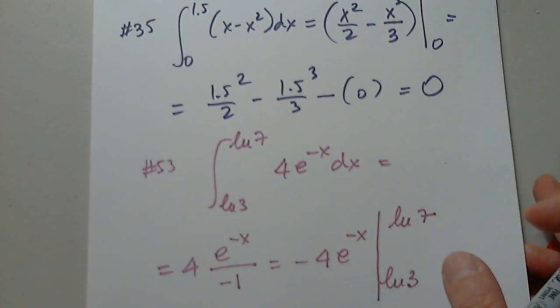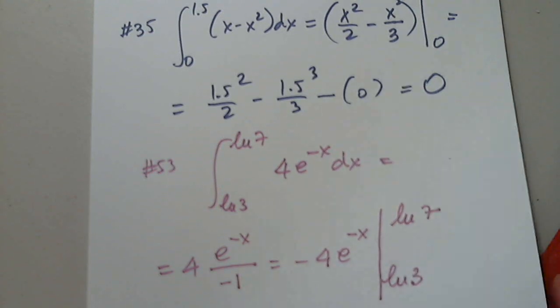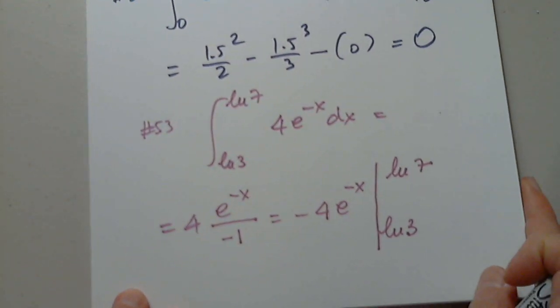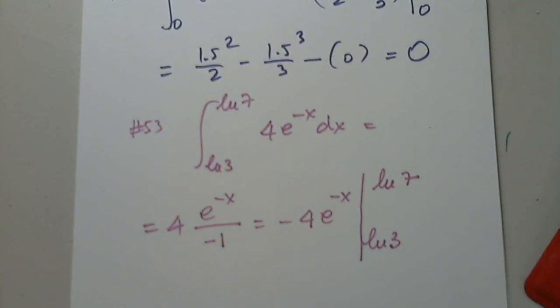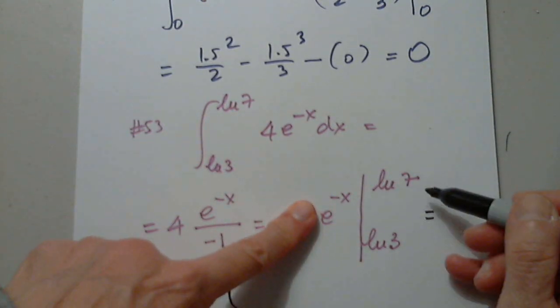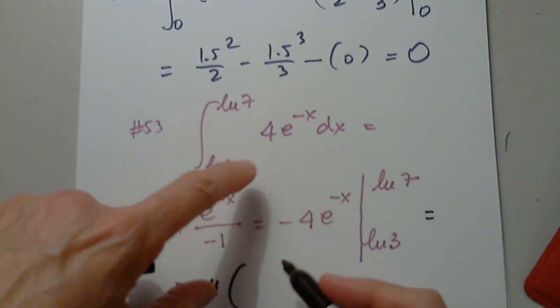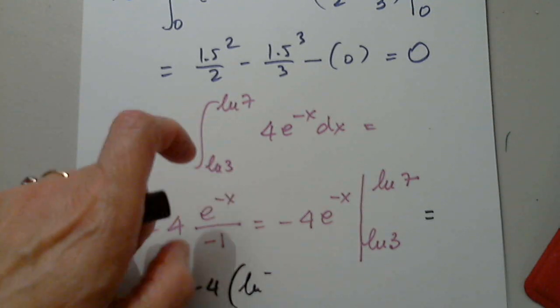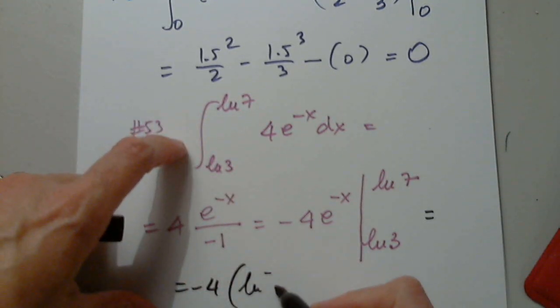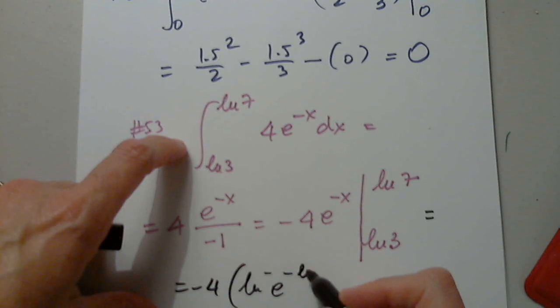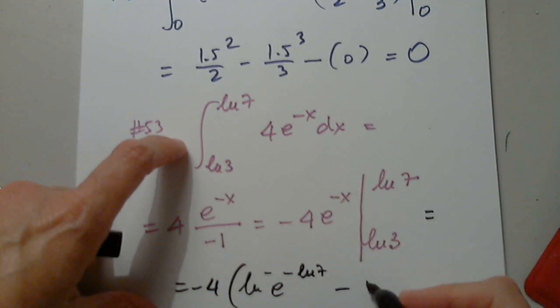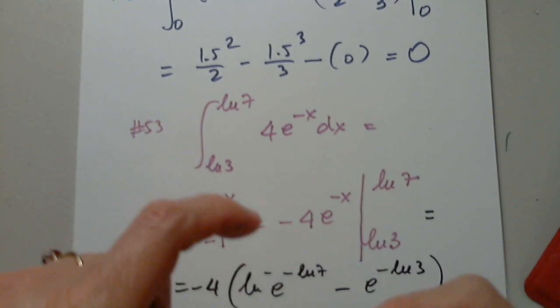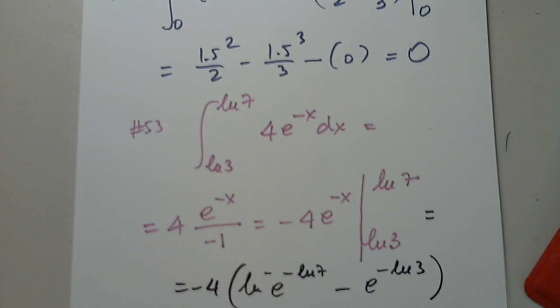Any questions before we calculate further? Is this clear, everyone? Yes, no? Is that okay? Yeah. Okay, so we'll keep negative 4 outside, waiting patiently. I have to plug in natural log 7. Sorry. E to negative natural log 7 minus e to negative natural log 3. Good.